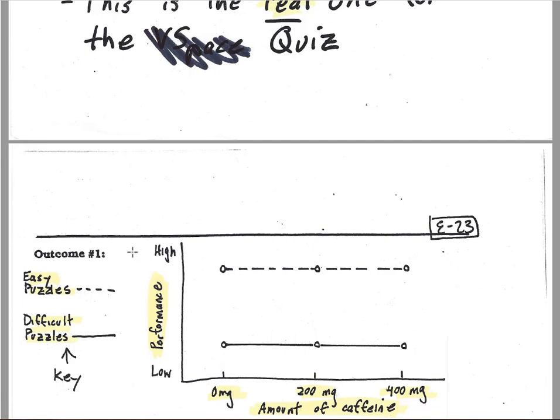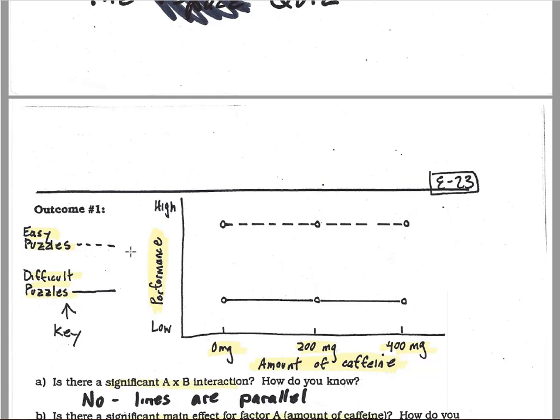Okay, you've jotted down your answers. Dr. Hatcher will reveal his answers now. Question 1, is there a significant A by B interaction? How do you know? Correct answer, no, there's no interaction. How do you know? The lines are parallel. This line is parallel to this line. Amount of caffeine has exactly the same effect when I look at the difficult puzzle people as when I look at the easy puzzle people, so there's no interaction.